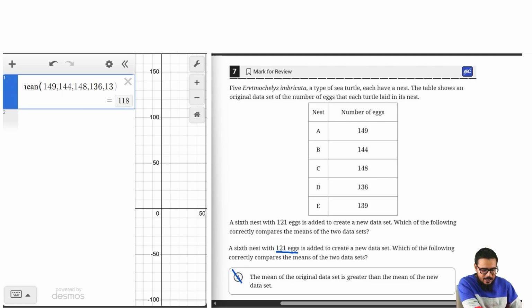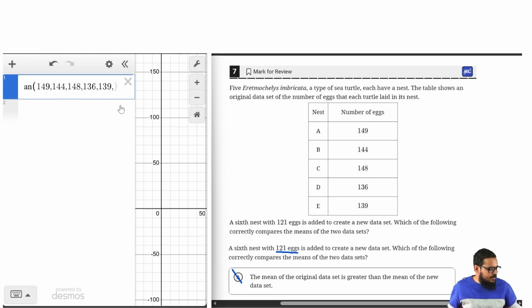So I have the mean value right at the bottom. It's actually 143.2 for the old data, right? Now, once I add 121 as my sixth value, let's see what happens with my mean. Let's have a look at this value. It is currently 143.2. It should decrease, right? Once I add the sixth value, 121, it's now 139.5.